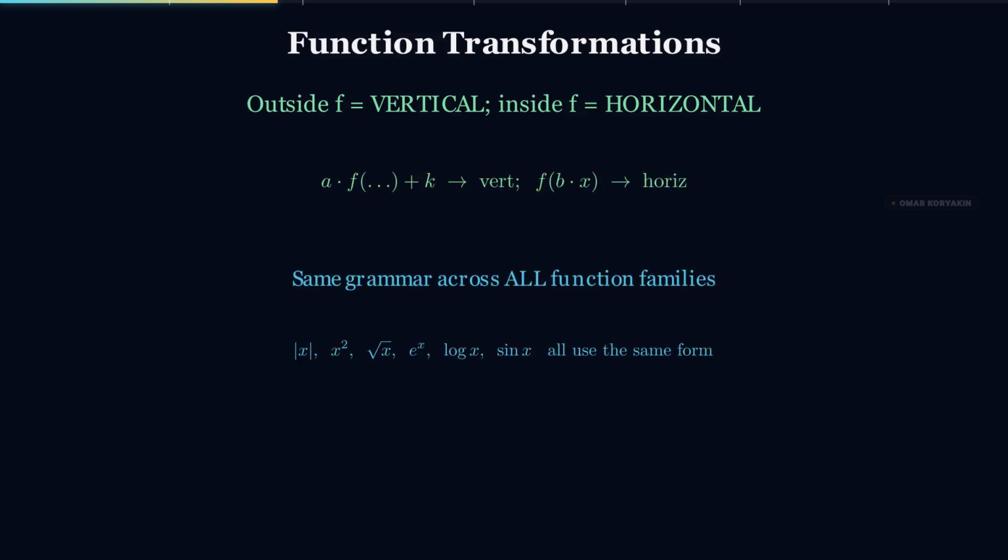Step 3. Identify key features of the transformed graph. The vertex or anchor point of the parent moves to the new location determined by the transformations. The domain may shift if h is non-zero, and the range may shift if k is non-zero. The arms or branches of the graph may steepen, flatten, or flip according to a and b. The interpretation of the transformed function is exactly the parent function's interpretation, modified by the systematic transformations applied.